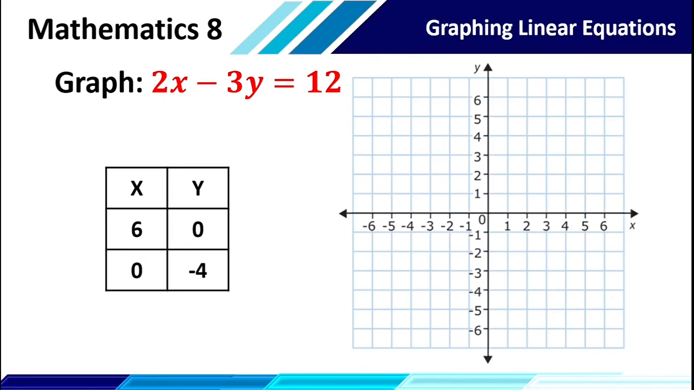Now that our table of values is complete, let's plot our coordinates. So we have positive (6, 0), and then we also have (0, negative 4). Our last step is to connect these points. So as you can see, we also form a straight line.